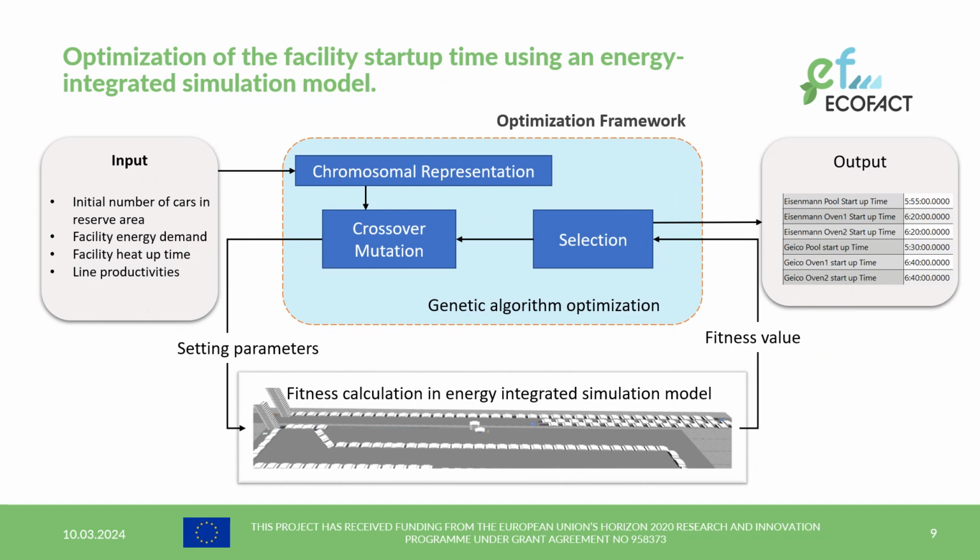The underlying optimization method is a genetic algorithm, which requires some input like the initial number of cars, the energy demands and heat-up times, and also the line productivities. This is represented in one large chromosome, and then by applying the typical optimization operators, the parameters are set, calculated, and evaluated. By getting a fitness value and comparing this throughout several iterations, the best fitness value, and that means the best parameter configuration, is selected, which then results in the appropriate startup times.